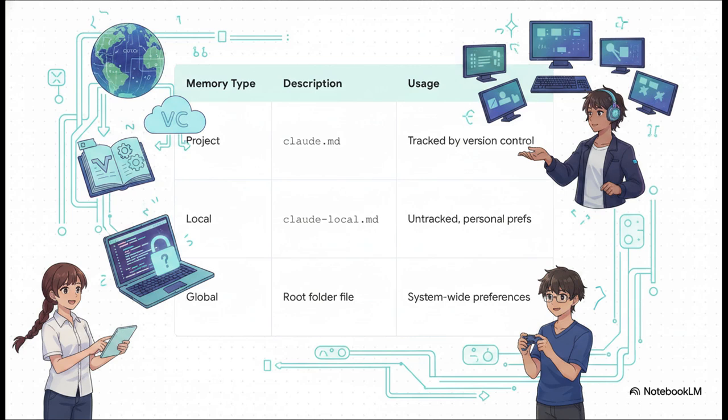But, memory isn't just a one-size-fits-all kind of deal. You've really got to understand these 3 distinct memory types. First, your project memory, that claude.md file. That's meant to be tracked by version control so your whole team is sharing the exact same architectural guidance. Pretty cool, right? But what if you have your own specific tooling preferences? That goes into local memory, the claude.local.md file, which is untracked and entirely personal.